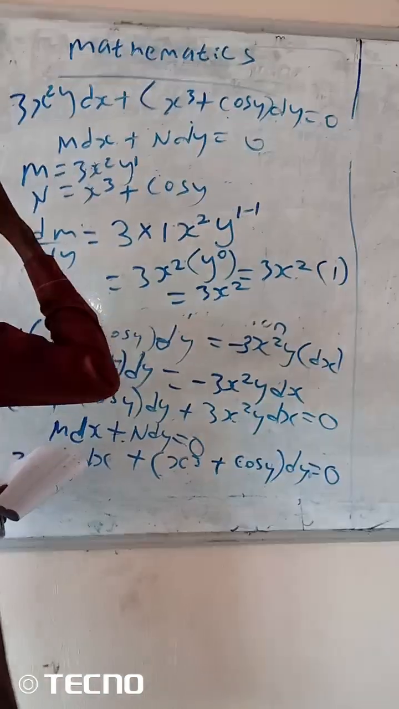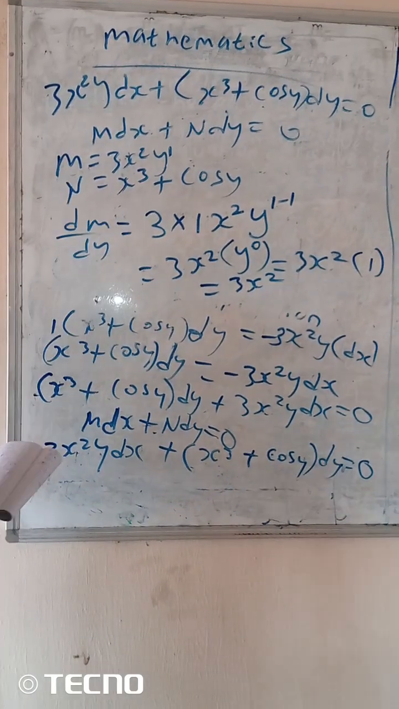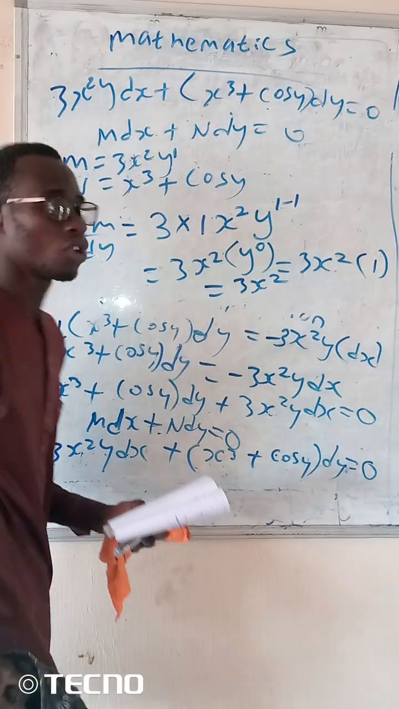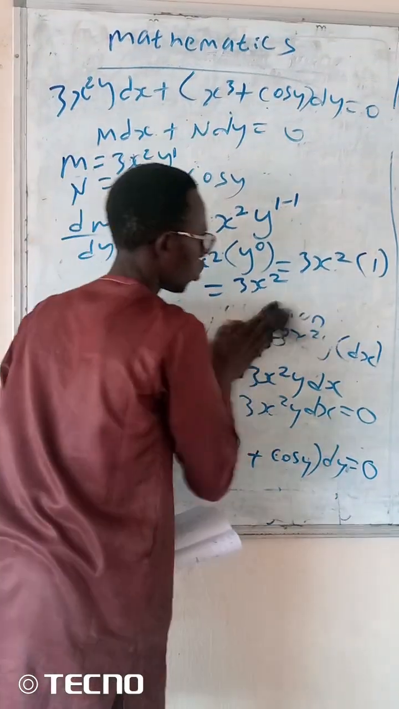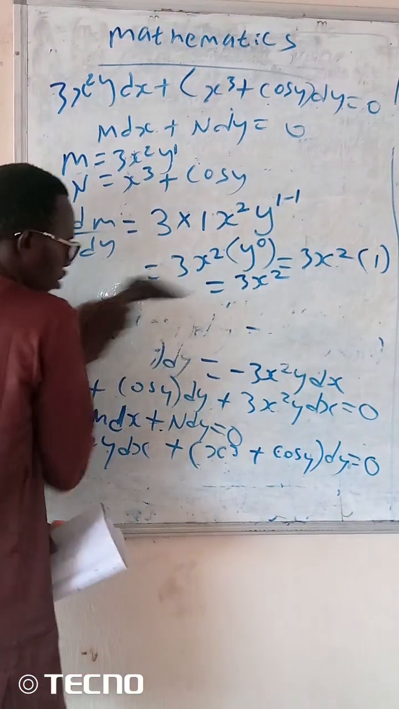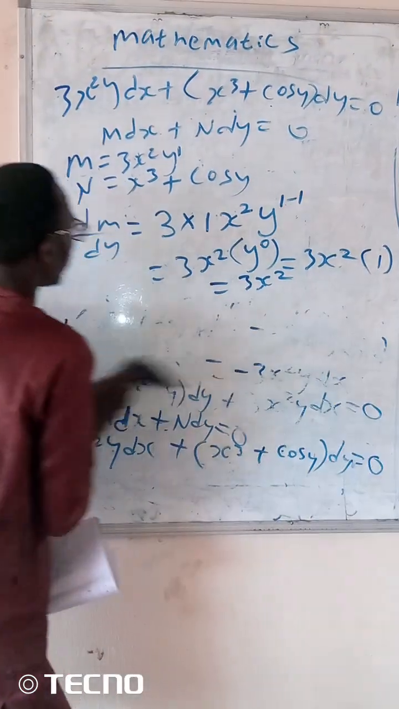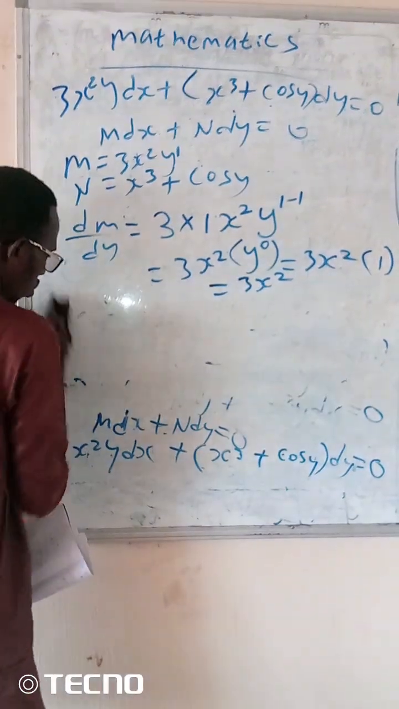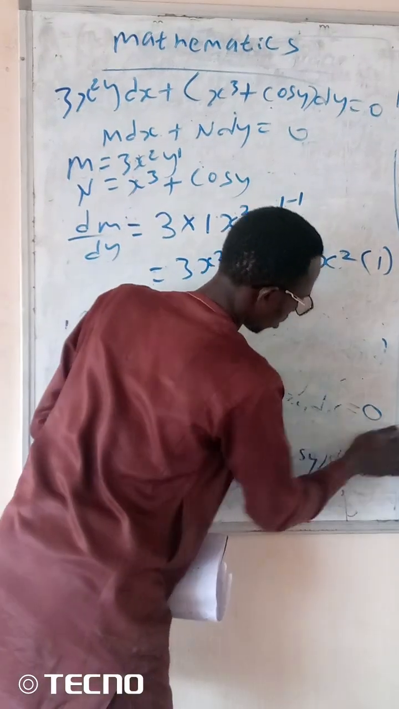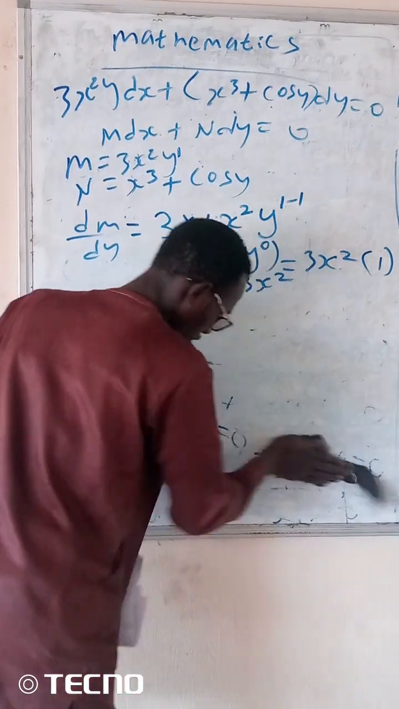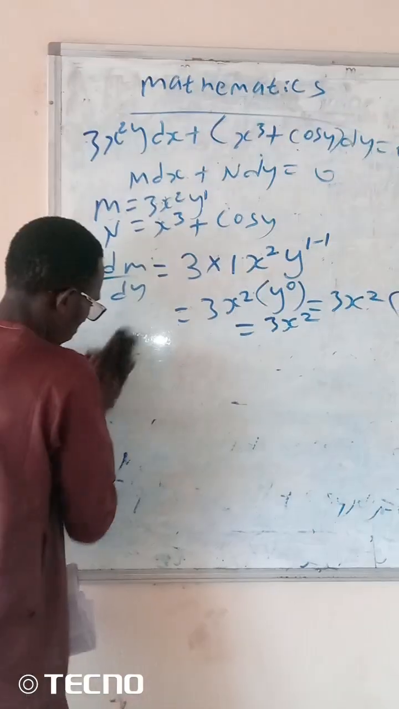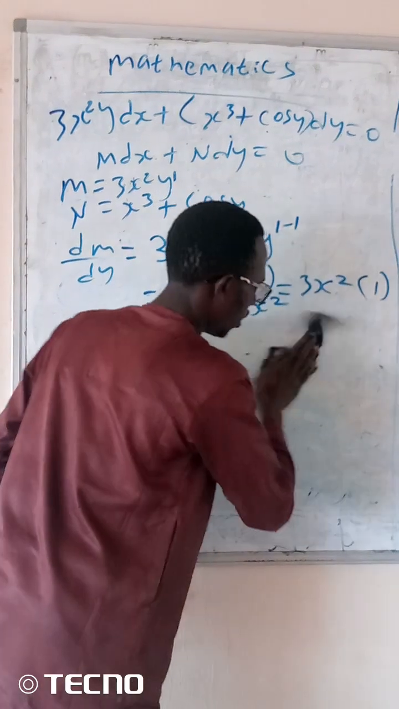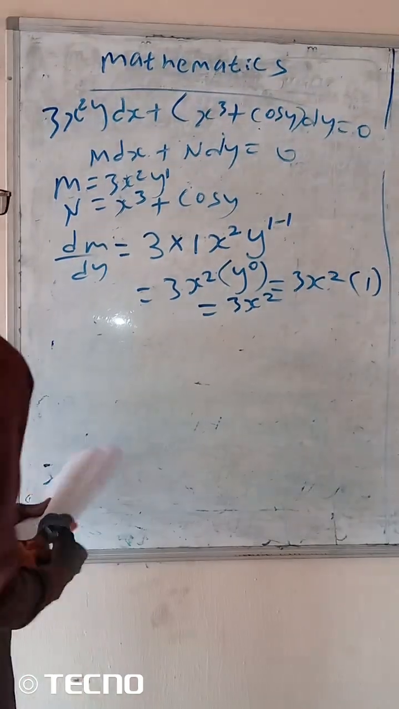So that's it, we have solved it. The next thing to do is that we are going to differentiate N with respect to x. You follow this step by step. Solving step by step is very important. It's very, very important. So let's go right ahead to do the next step.